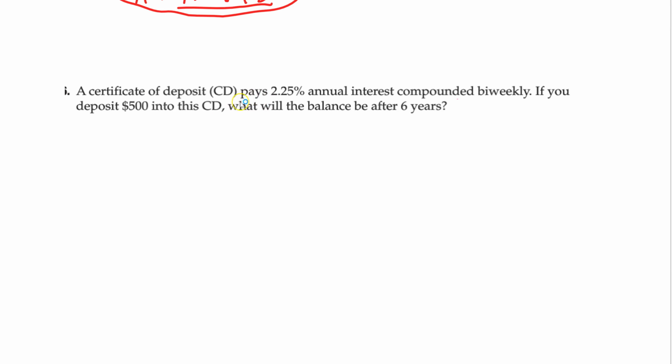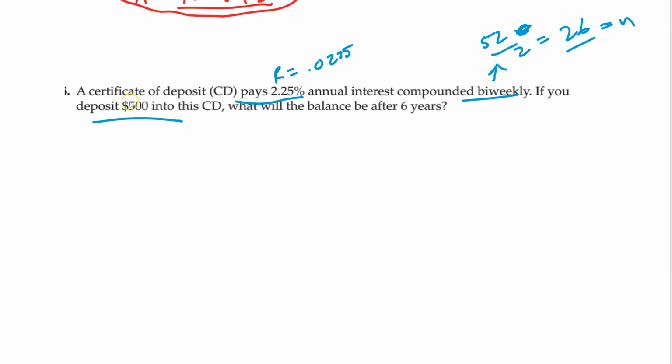So you do a CD that pays 2.2%, almost double, right? So my rate's almost double, 0.0225. Compounded bi-weekly, so they're doing it every 2 weeks. So bi-weekly means every 2 weeks. There are 52 weeks a year, so we're going to divide that by 2, and you get 26. That's my n. You deposit $500 in, so we have more money going in.